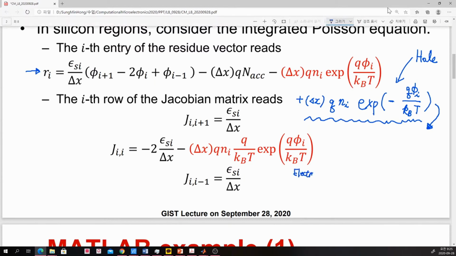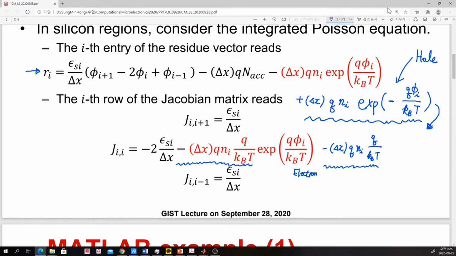contribution, and the hole contribution when we write it down is also delta x q and I q over kBt, exactly the same as the electronic one. The only difference is related to the exponential function. The exponential term has a minus and the same argument q phi I divided by kBt.